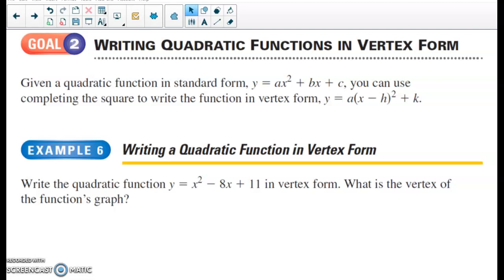Okay, welcome to lesson 1B.7, and this is part 2. So we're working on completing the square.